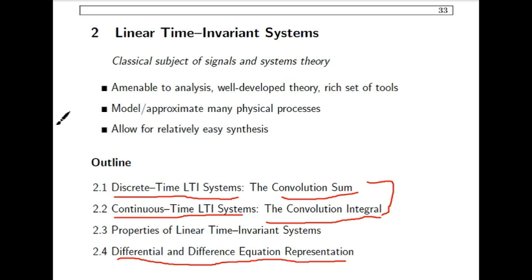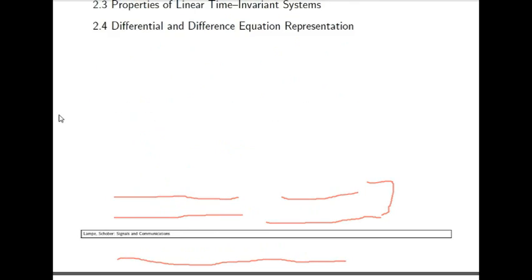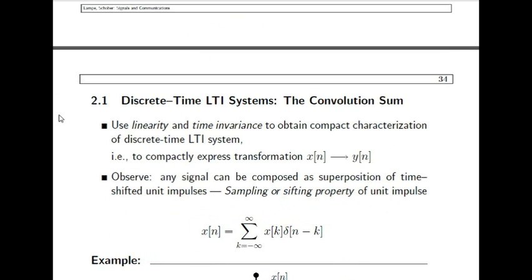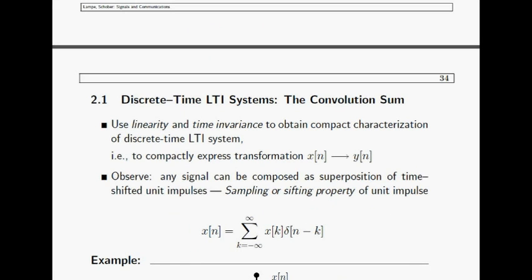So let's move forward with the convolution sum. What is convolution sum? Well, first of all, what is an LTI system? Any system which follows the linearity property and the time invariance property is called an LTI system. In discrete time LTI systems, we are talking about a particular type of system, the convolution sum. In this type of system, we are trying to use linearity and time invariance to obtain some characterization of discrete time systems.